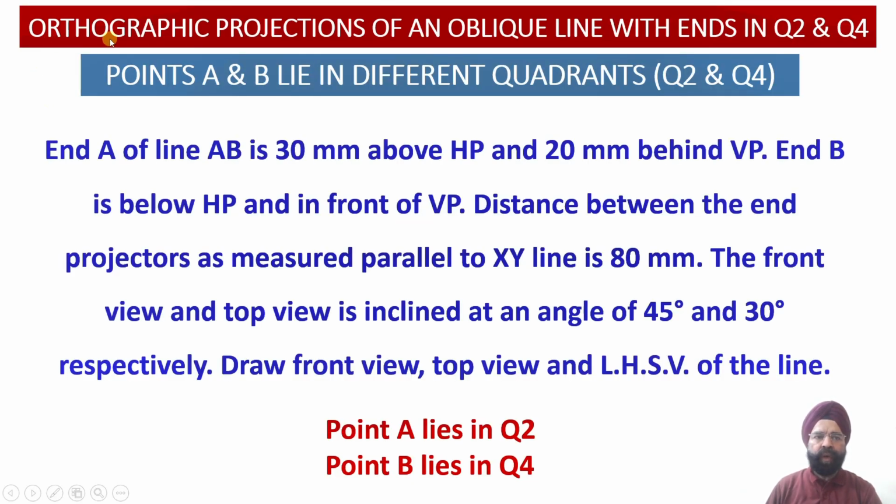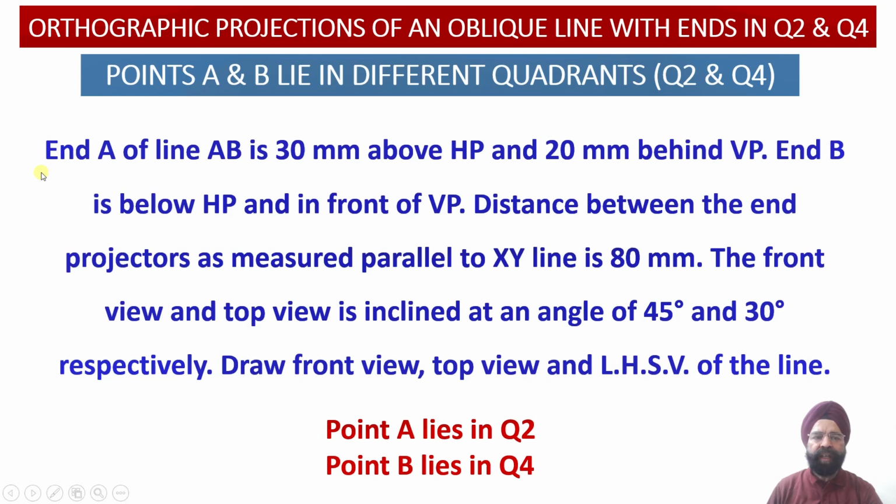Here we are required to evaluate the orthographic projections of an oblique line which is having its ends in two different quadrants. So end A of the line happens to lie in quadrant number 2, while the end B of the line happens to lie in quadrant number 4. So here let us read out the statement of the problem.